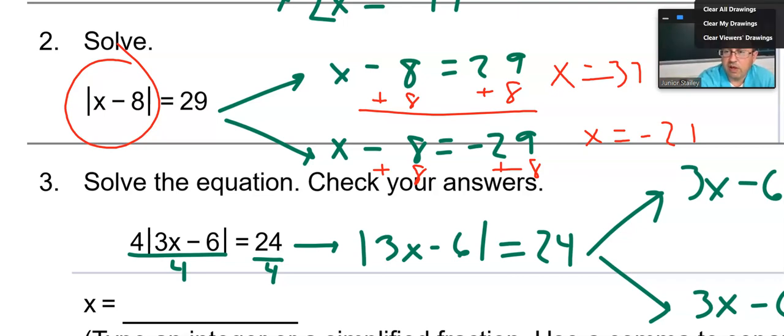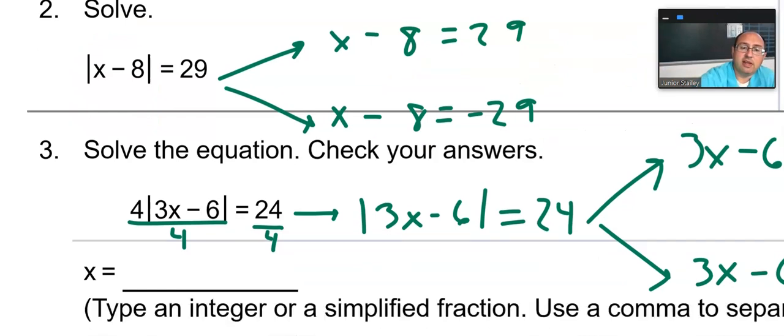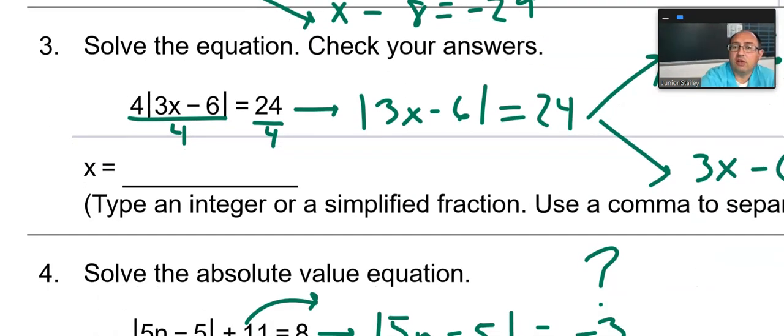Now, what happens if you're not isolated? Let's take a look at that. Solve the equation. Where is my timer? I'm going to have to figure that part out. So the first thing I'm going to do to isolate the absolute value bars is divide by 4. That's how I got rid of the multiplication by 4. And now it is isolated, which is exactly what I wanted.